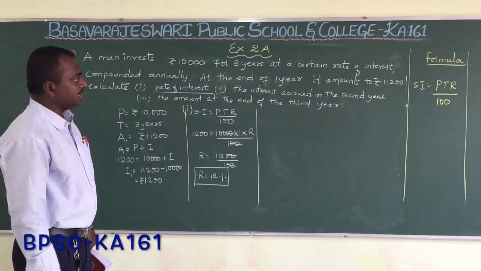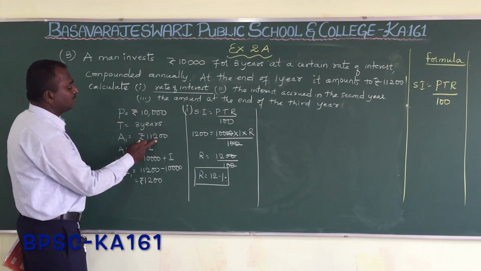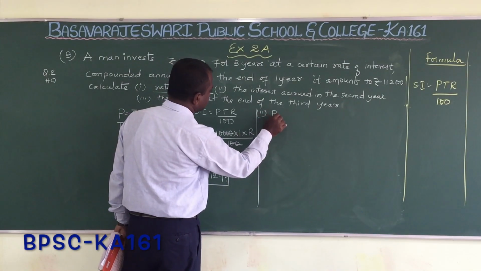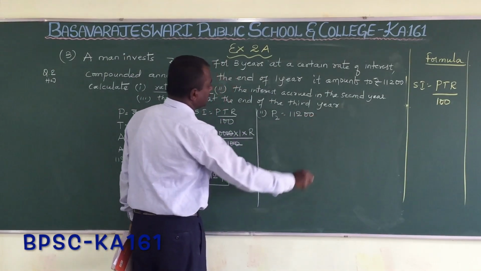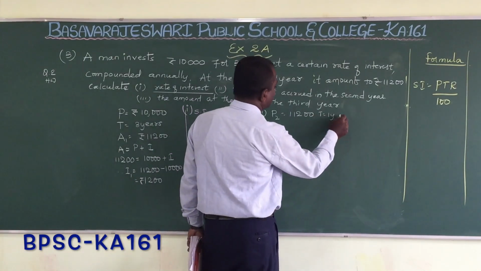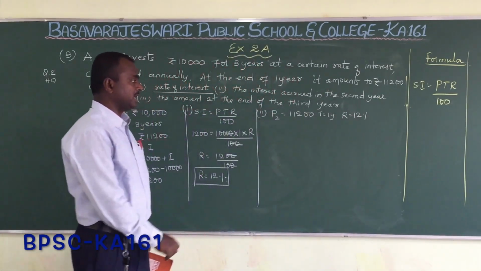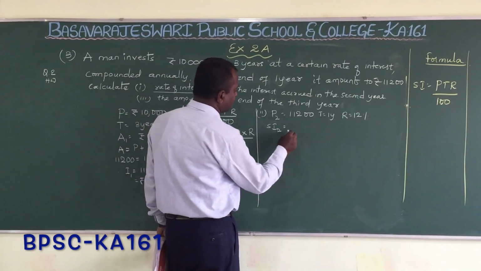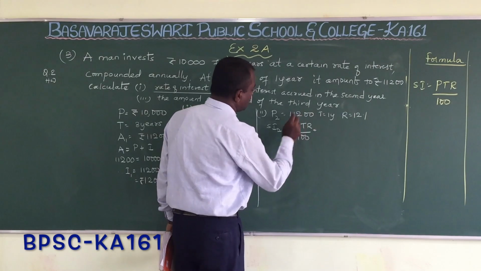Now we have to find out the interest accrued in the second year. So the amount at the end of the first year is nothing but the principal for the second year. Therefore, what is the principal for the second year? 11,200. Time is 1 year. Next, rate is 12% per annum. So find out SI2, the second year interest. SI2 is equal to P2TR by 100. So what is P2?